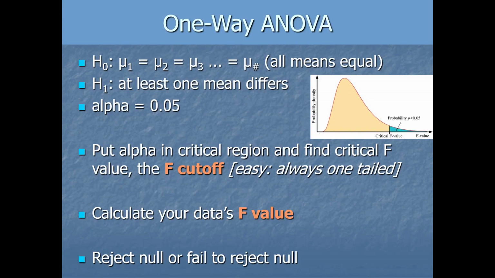Now, what do I mean when I say calculate an F value for your sample? This is where that name analysis of variance comes in. We're going to calculate something about how much variation there is between the different groups. And we're going to compare that to just how much normal variation there is within each group. So let me see if I can explain this.